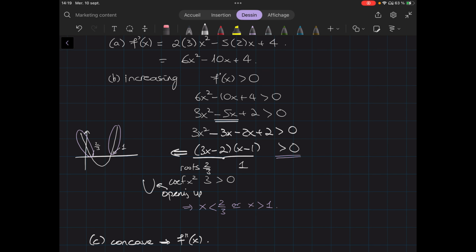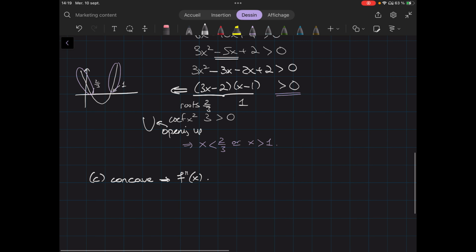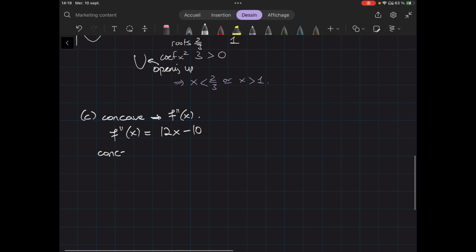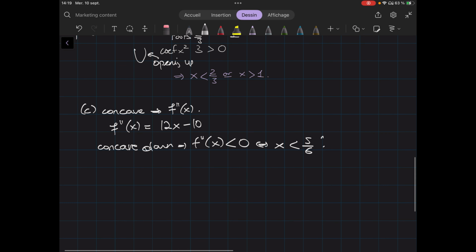So f prime is 6x squared minus 10x plus 4. The second derivative is therefore 12x minus 10. It is concave down. This means the second derivative has to be less than 0. This means that x has to be less than 5 by 6. However, we also need to find the values where it is increasing, which is just found up here.